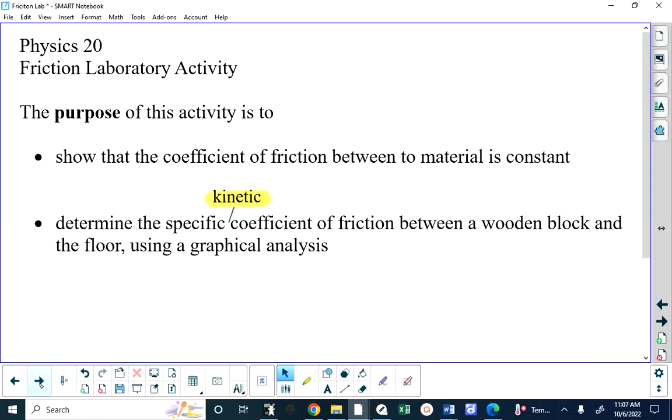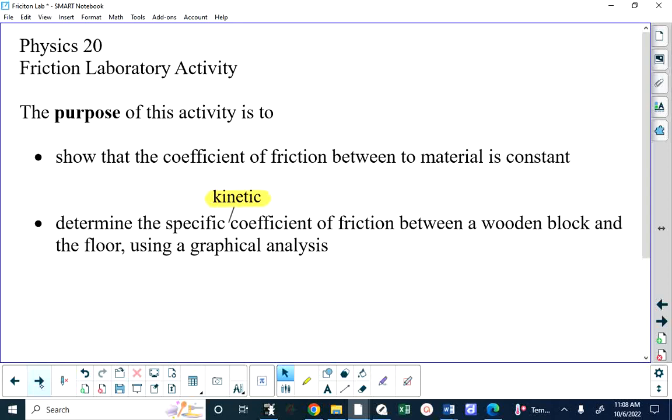By the way, I would like you to add something to this handout. There are two types of coefficients of friction, or two types of friction. One is static and one is kinetic. We're talking here about a kinetic force of friction and calculating the kinetic coefficient of friction. That means the coefficient of friction while the objects are in motion, or while the object is moving.